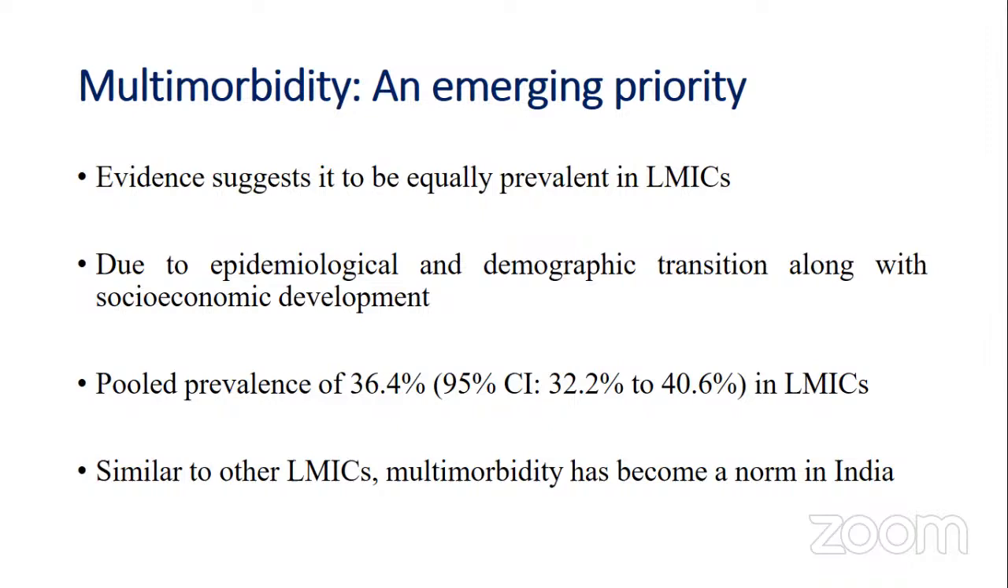Our population is also moving towards aging, and additionally we have a shift in the epidemiology of diseases. Earlier we had an increase in infectious diseases, but now slowly and gradually we have a higher burden of non-communicable diseases. A systematic review and meta-analysis suggests the pooled prevalence of multimorbidity in LMICs is around 36.4%, which is almost equivalent to high income countries. And similar to other LMICs, multimorbidity has become a norm in India.